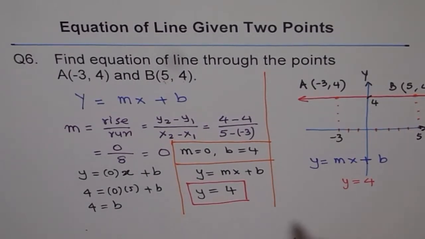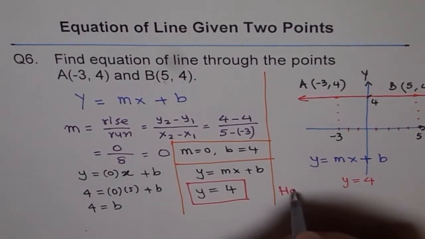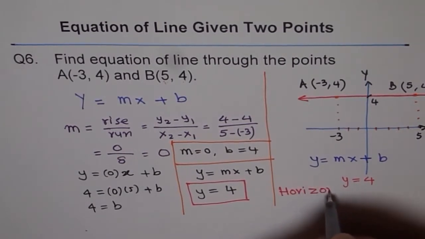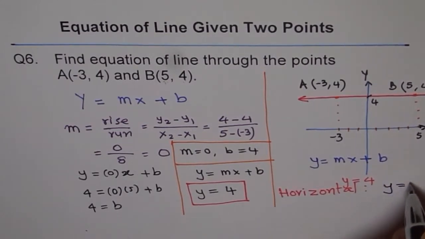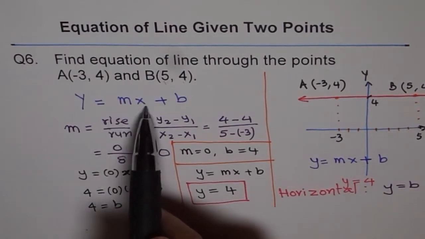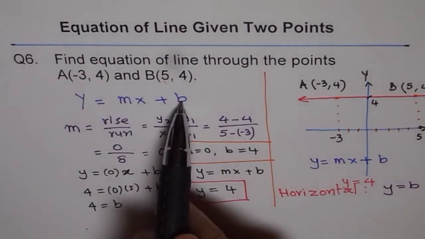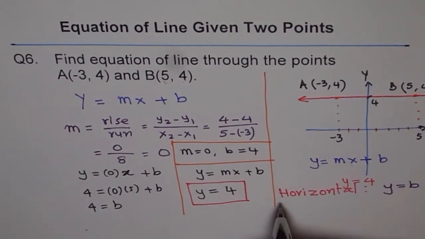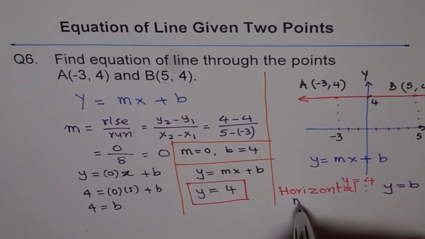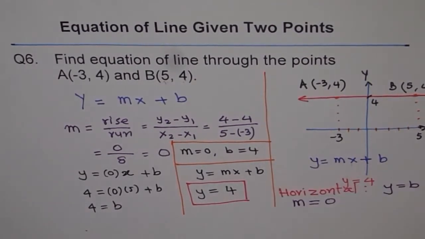So whenever the line is horizontal, the equation is y equals the y-intercept. So I can write it as y equals b, right? Because in this equation, if I put x as 0, I get b. That is what it is. If I put x as 0, y is b. Do you see? A horizontal line means y equals b, and a horizontal line also means the slope m is 0. It's not rising, it's not falling, correct? That is what you need to remember. So that's a very interesting case.